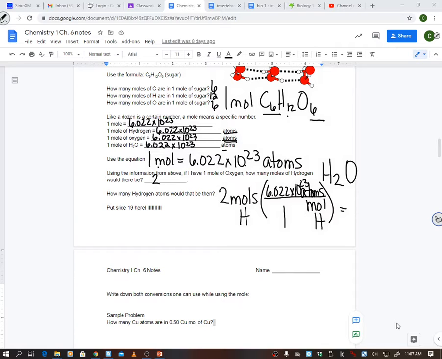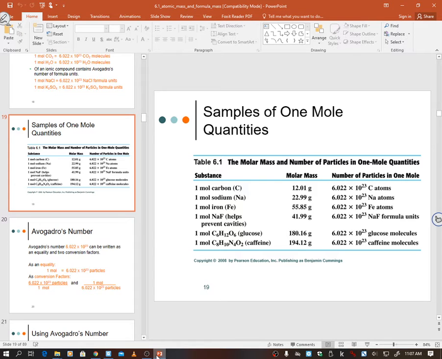All right, it says put slide 19 here. So slide 19 is this slide right here, and it's just showing you that, hey, 1 mole of carbon is 6.022 times 10 to the 23rd. 1 mole of sodium, 6.022 times 10 to the 23rd. You guys get the idea. 1 mole of iron, 1 mole of sodium fluoride.